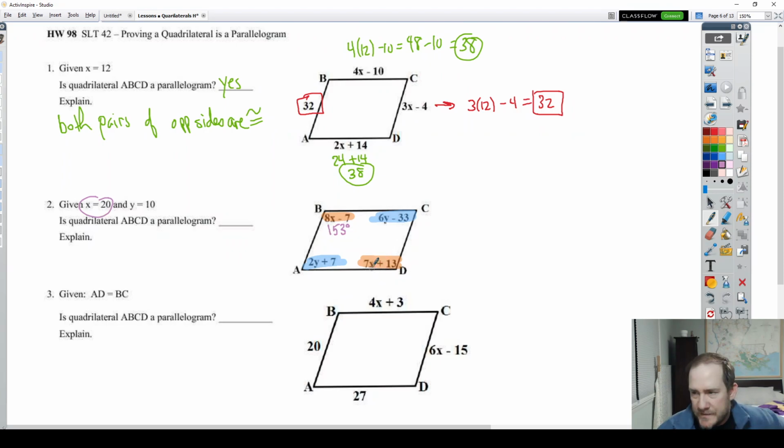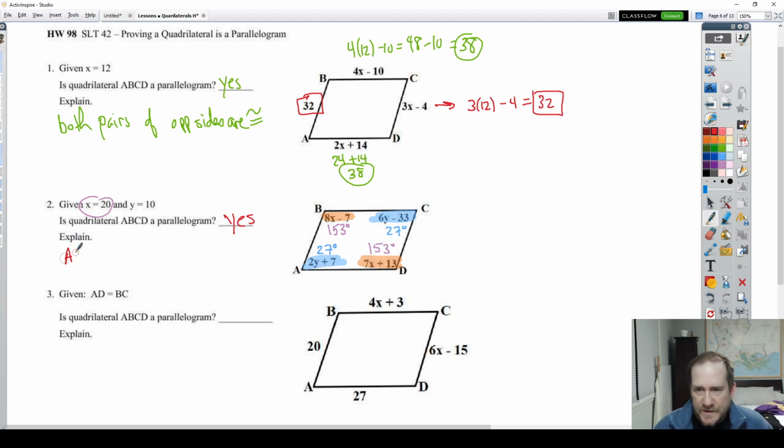Check on the next one, plug in 20. 7 times 20 is 140, plus 13 is 153. So far, everything's working out. Now we check the blue. This time we're doing y. y is 10. 20 plus 7 is 27, which seems good to me. Plugging in 10, I get 60 minus 33, which is in fact 27. So is this thing a parallelogram? Yes. And that's not a guess based on how it looks. I've used math. I've proven that the opposite angles are congruent. That makes it a parallelogram.